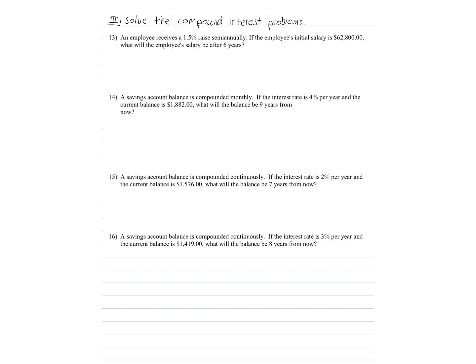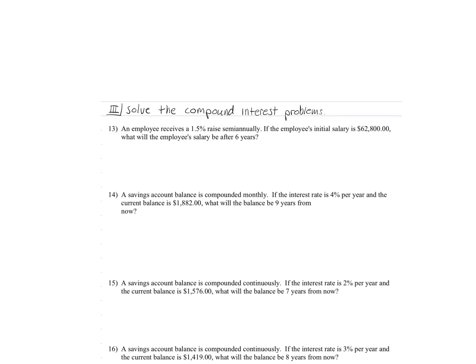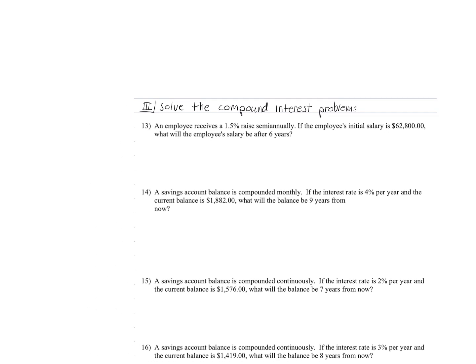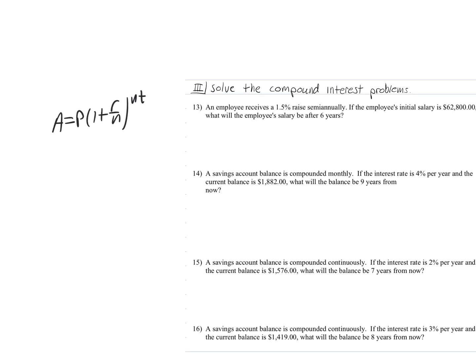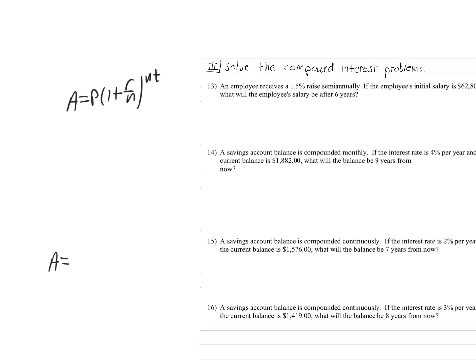All right, so this page is just compound interest problems. You absolutely need to know the formulas. For regular compound interest, it's going to be A, your accumulated value, is P times (1 plus r over n) to the nt. For continuous interest, so anytime you see a problem that says it's compounded continuously, it's going to be P e to the rt.